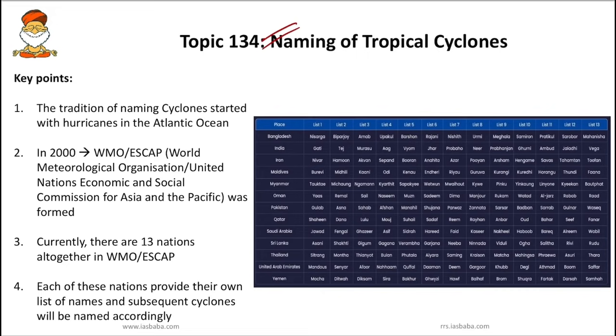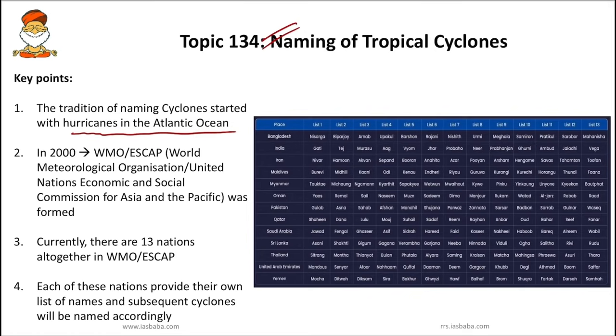Cyclones were usually not named, but this tradition started especially after the naming of hurricanes in the Atlantic Ocean. We know that naming of tropical cyclones helps the scientific community. It also helps disaster managers, even the media, and creates general awareness in the masses. It helps to identify each individual cyclone, and it helps to create awareness of its development. Also, there would be confusion in case of simultaneous occurrence of tropical cyclones over a region. So it is easy to remember. That's the reason the naming of tropical cyclones is important.